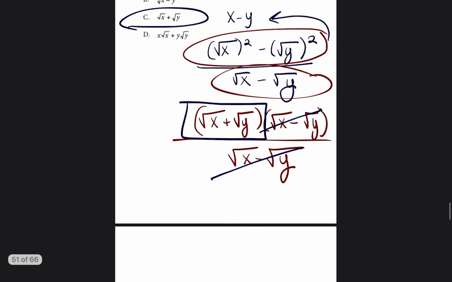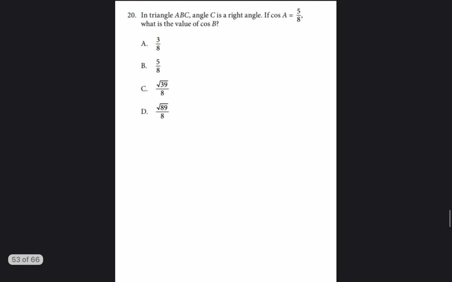Okay, good job, guys. I'm so proud of you for not giving up. Let's go ahead and look at question number 20. All right, we get through this last one, and you've gotten through the entire test. You should be proud of yourself, so let's go ahead and do this.